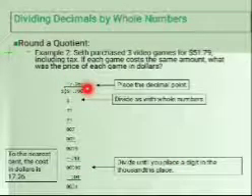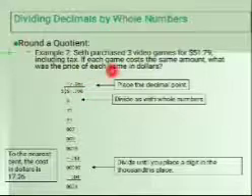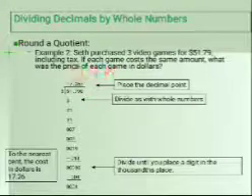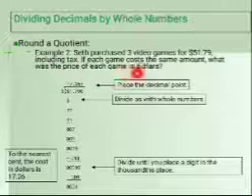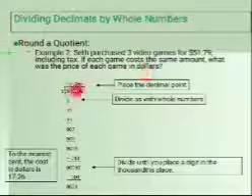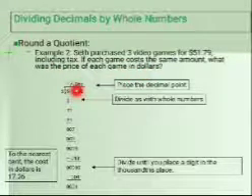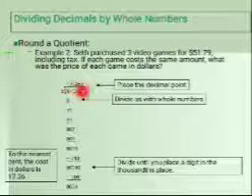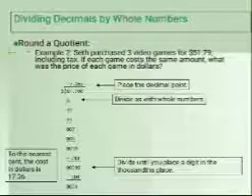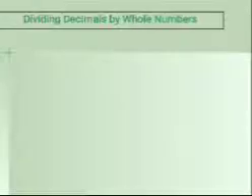Is 3. Now, the question is, what was the price of each game in dollars? Now, the price of each game in dollars now is what? 17.263. 17.263. Is that clear?